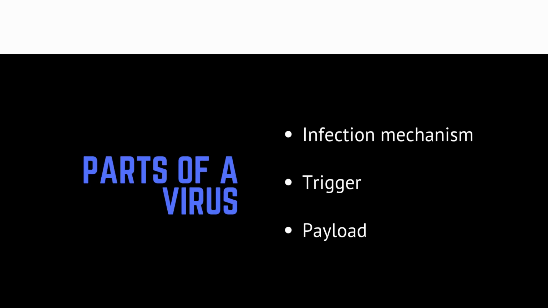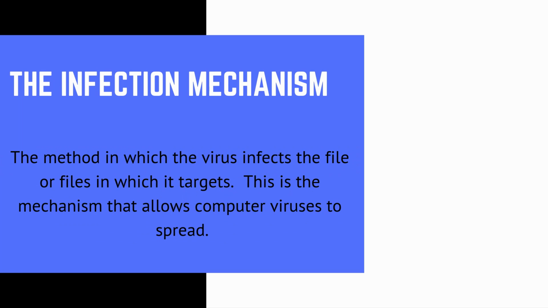Now let's address the basic structure of a virus. There are three main parts to a virus: the infection mechanism, the trigger, and the payload. The infection mechanism is like it sounds, the method in which the virus infects the file or files which it targets. This is the mechanism that allows computer viruses to spread.